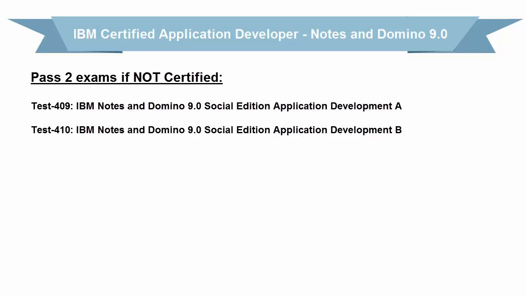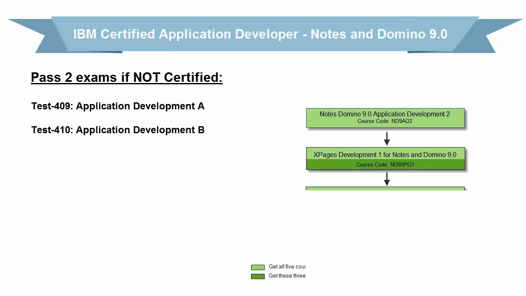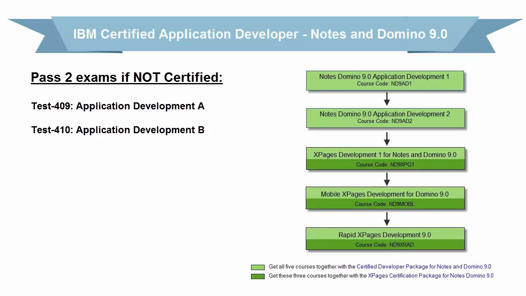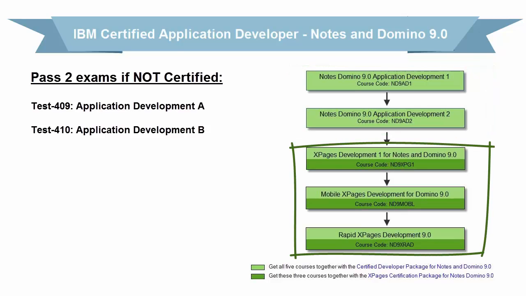If not already certified for 8.5, you need to pass two exams, Test 409, Application Development A, and Test 410, Application Development B. All of the objectives for these two exams are covered in these 5 TLCC courses. About 35% of the objectives are related to developing traditional Notes applications, and these are covered in the lessons in our Application Development 1 and 2 courses. The bulk of the objectives are XPages related, and these are covered in lessons in our XPages 1, Mobile XPages, and Rapid XPages development courses.